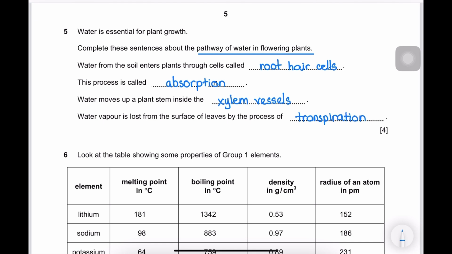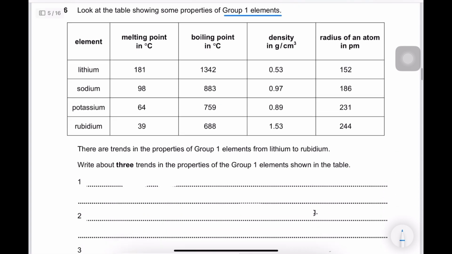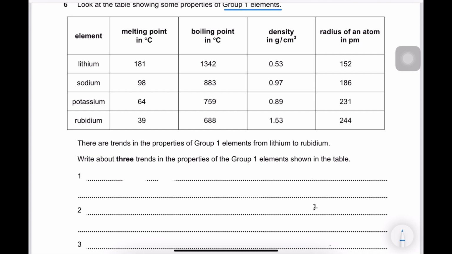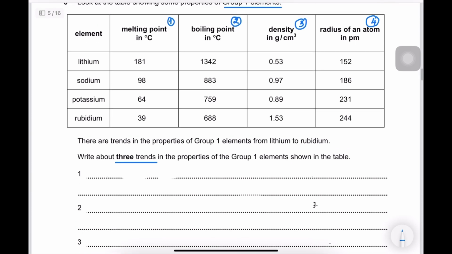Question 6 is a question on chemistry. Now, let's look at trends in the properties of Group 1 elements. We are given a table with 4 properties: melting point, boiling point, density, and atomic radius. As we move down the group, we notice 3 clear trends.